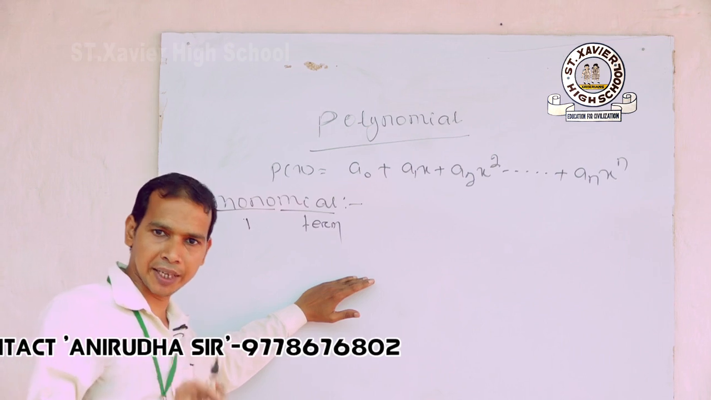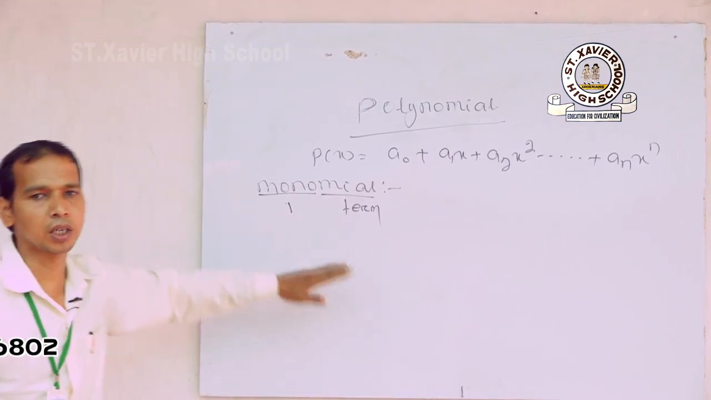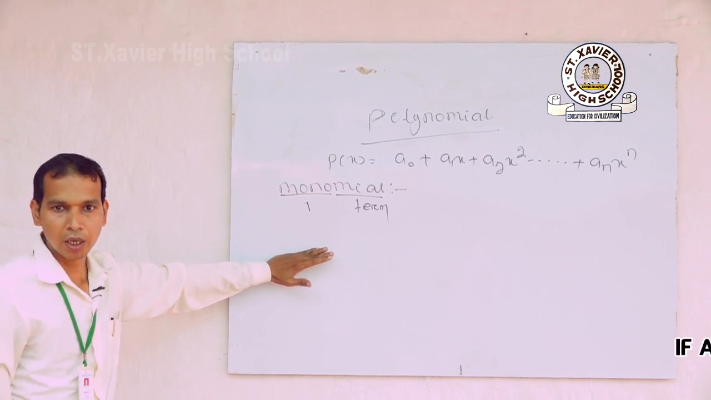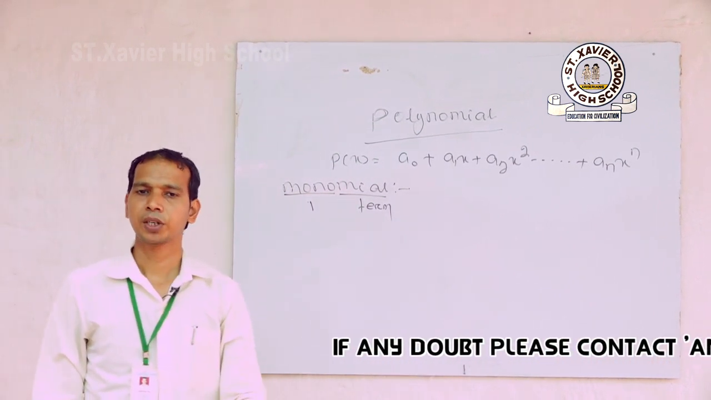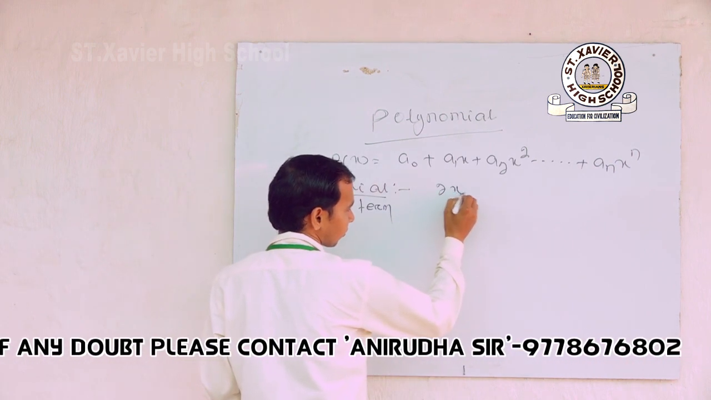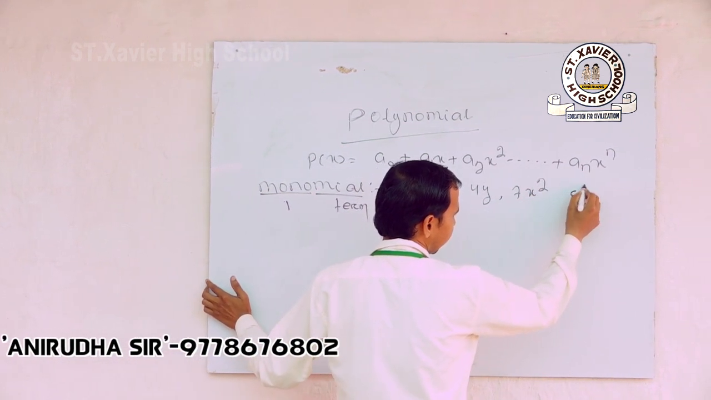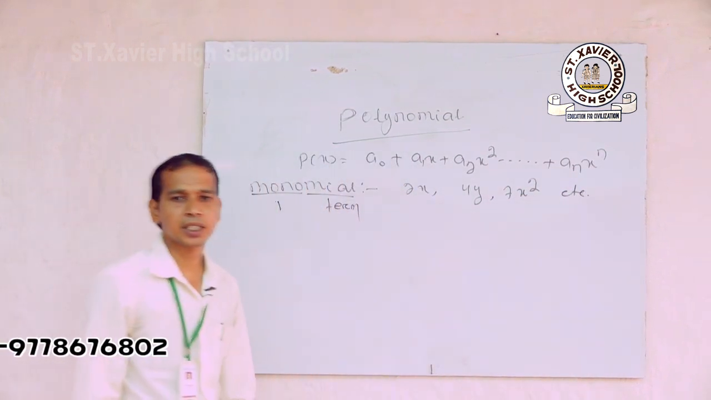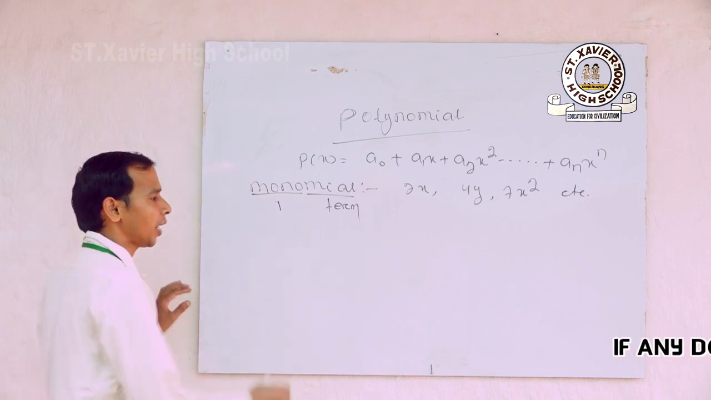So an algebraic expression containing only one term is known as a monomial. Like 2x, 4y, 7x square, etc. These are examples of monomial. Second, come to binomial.